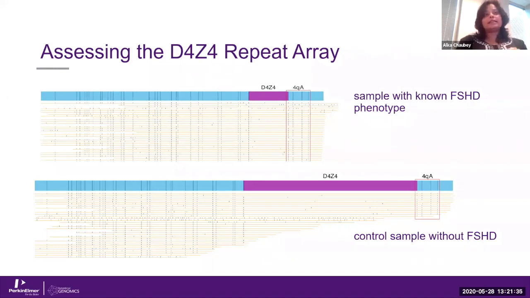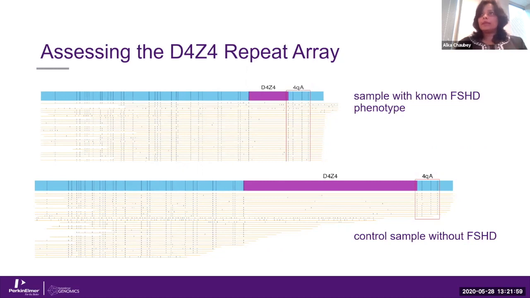So what you see is this light blue region, which is your chromosome 4 DNA. And then the purple block is the D4Z4 repeat. And then you can see the next part, where you see this red box on top of the blue box, is whether it's the A polymorphism or the B polymorphism, right?